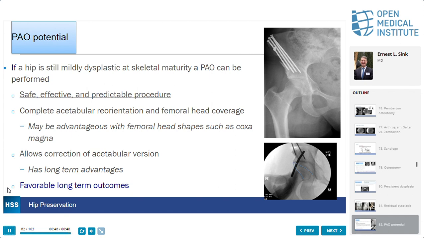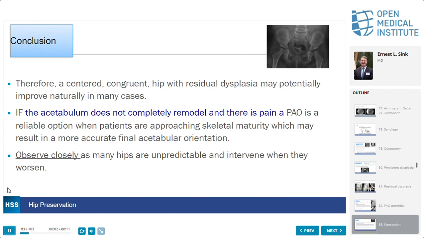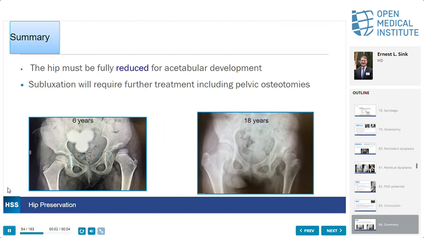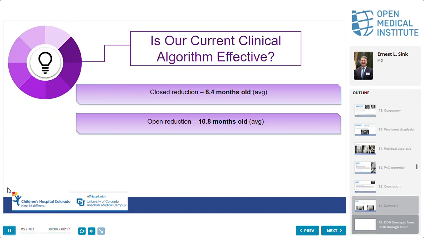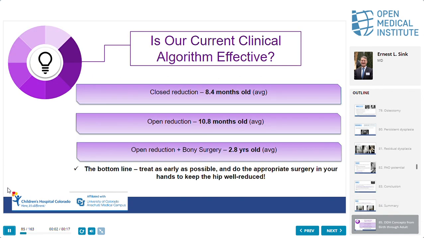So, a congruent hip may improve naturally. If the acetabulum doesn't completely remodel and there's pain, at skeletal maturity, you can do a PAO. You want to closely observe the hip, okay? Again, the hip must be reduced. So what we found, if we did a closed reduction by 8.5 months of age, that was successful. If we did an open reduction, about 10 or 11 months, that worked. Or if they were older, you needed to do both bony surgery and open reduction, okay?